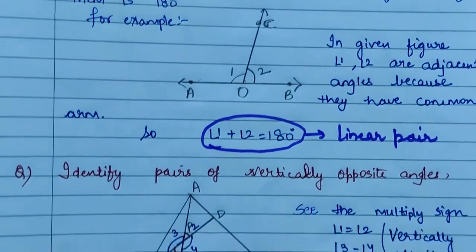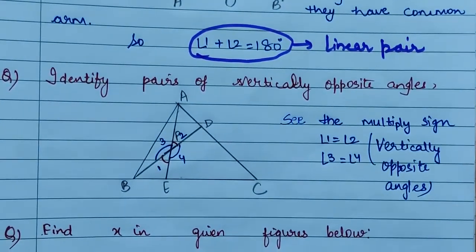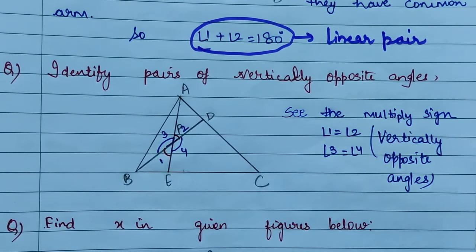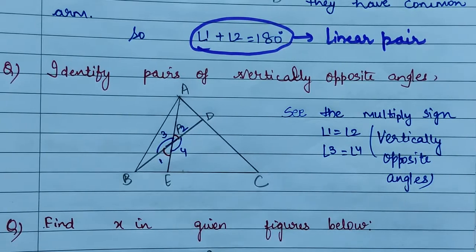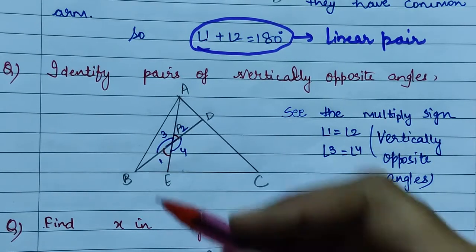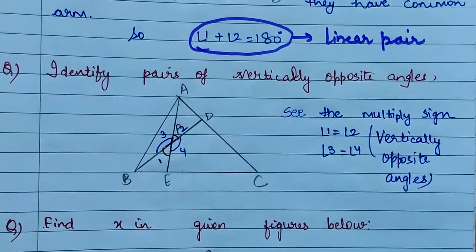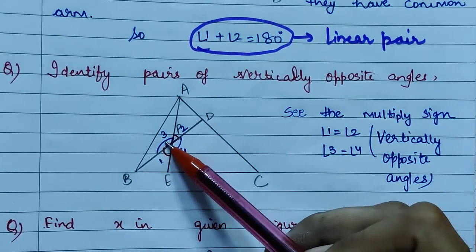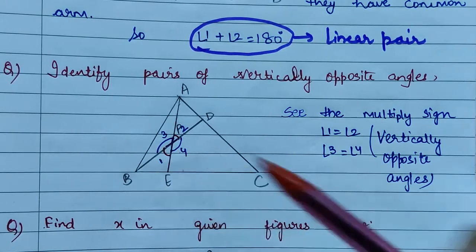Now one figure I have given you and you have to identify the pair of vertically opposite angles. And for vertically opposite angles we always see the multiply sign or symbol X. Now see here. So which two angles will be equal? 1 will be equal to 2, 3 will be equal to 4.